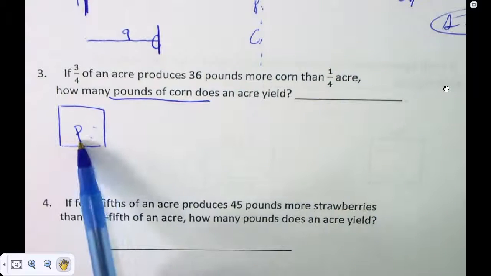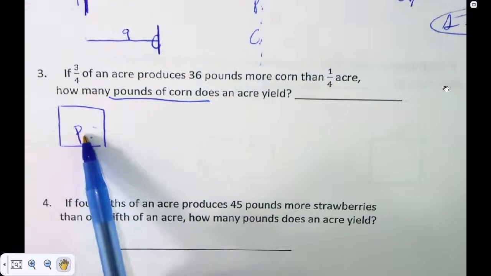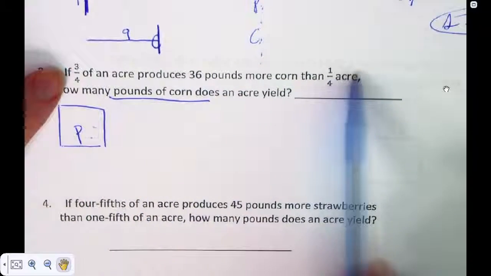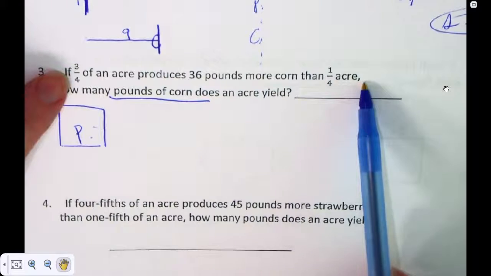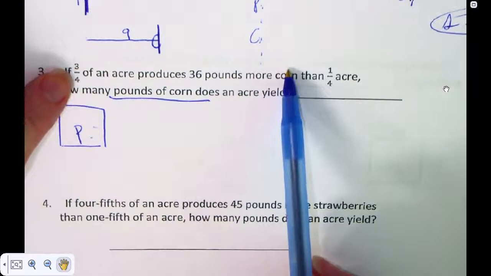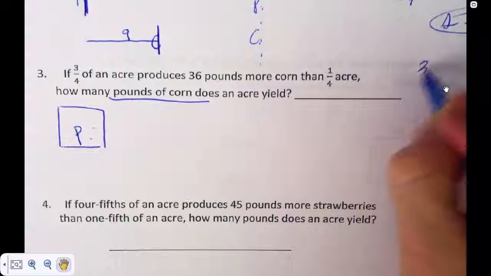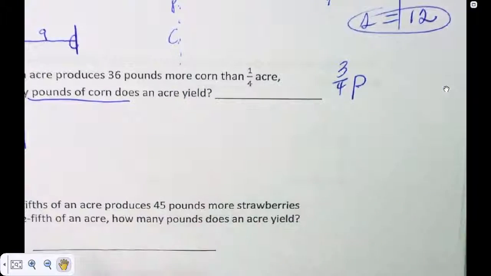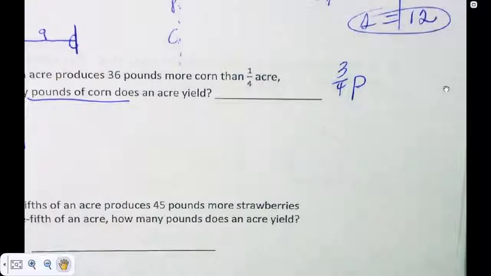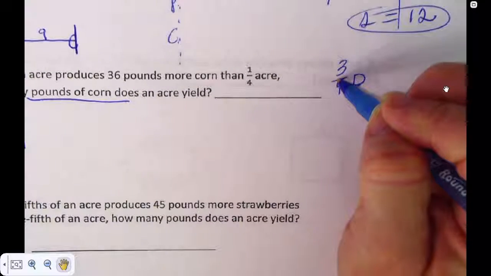So I'm trying to find out the pounds of corn for this 1 acre. But this is all they give me. That 3/4 of an acre, you get 36 pounds more than the 1/4 acre. So if I put 3/4 times P, 3/4 of an acre times P, that tells me how many pounds. The pounds for 1 acre times the 3/4 gives me the pounds.